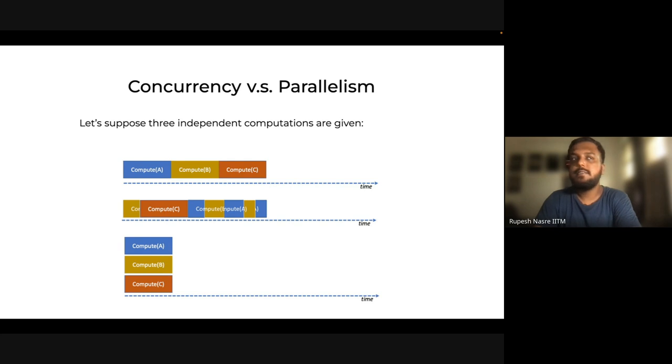I'm waiting for the comments. Which one is sequential according to you? The first one, the second one, the third one?